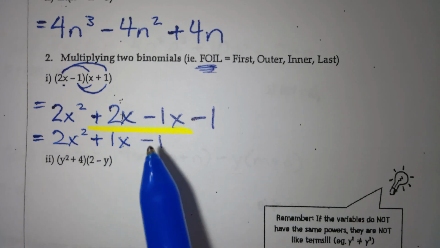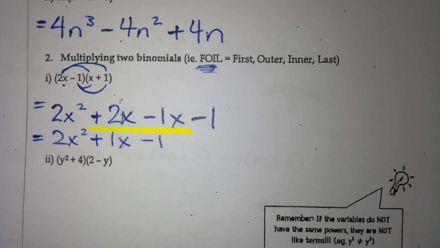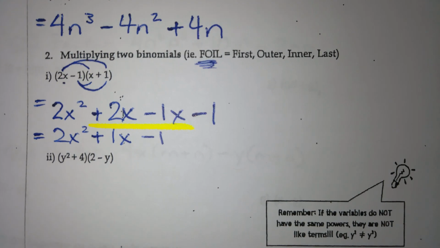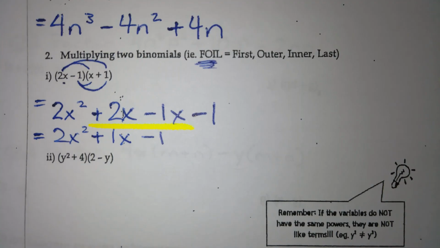Most of the time, after I do FOIL, I get a trinomial. Most of the time. Question. What else can you get? It's not a trinomial. Binomial. But we'll get into that example. Most of the time, you can combine the middle two terms because they will become like terms. Okay, let's try this one.